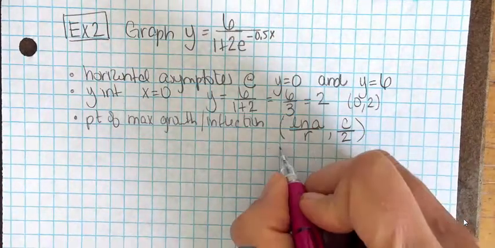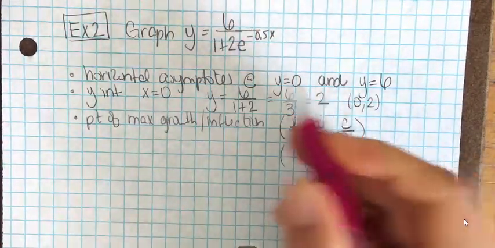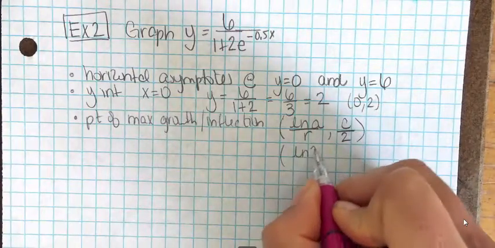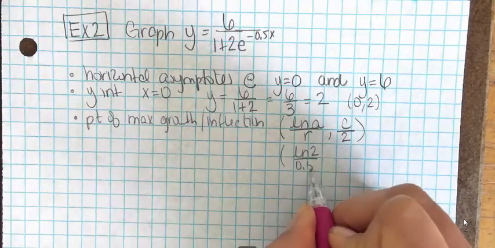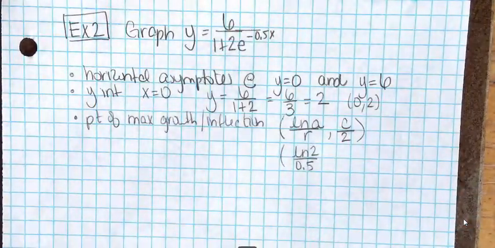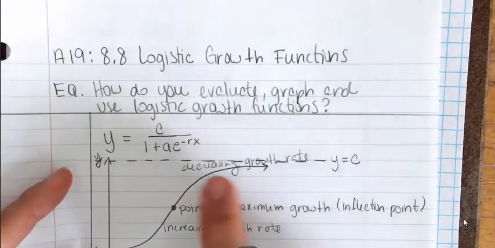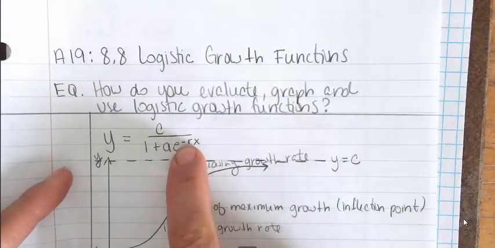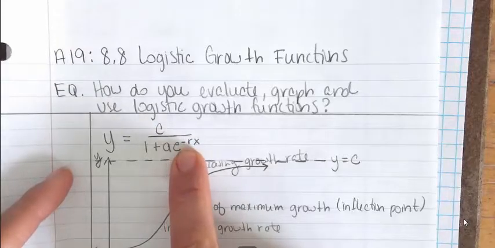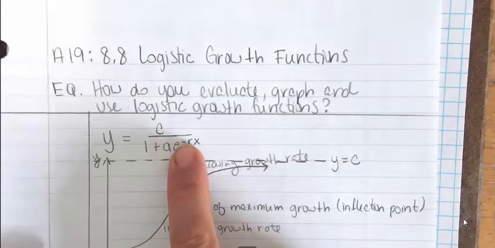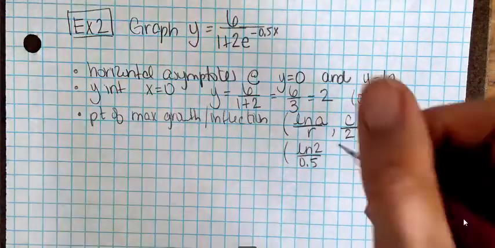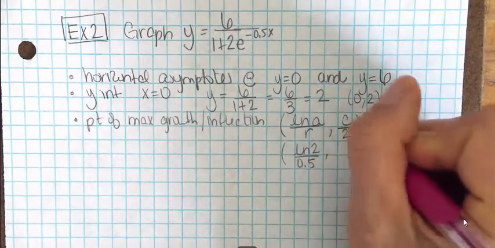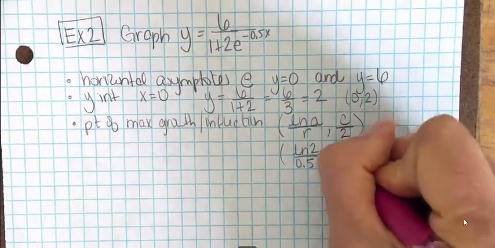Okay, so let's work on that. So this is going to be, let's see, my A is 2, so it's ln of 2 over my rate, which is 0.5. The negative is part of the formula. When I originally gave you the formula on your previous page of notes, the negative was being multiplied by the R. So the R is basically the absolute value. It needs to be positive. Okay, and then C is 6 divided by 2.